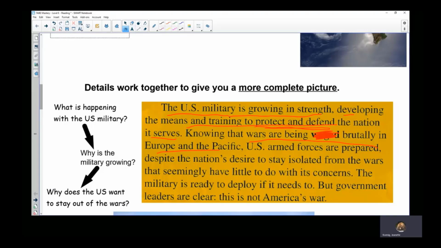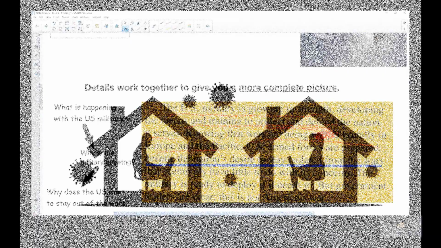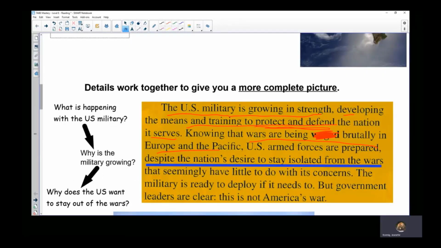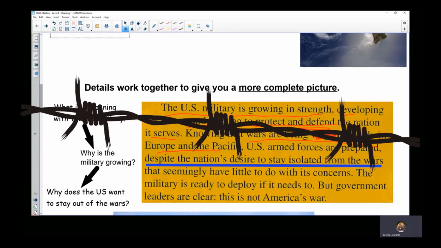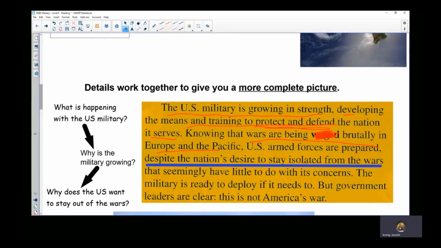So here we go to this point you notice. Despite the nation's desire to stay isolated from the wars. First question, I would not expect you to know isolate. Well, I know that because my cousin was in isolation at the hospital for a while. Okay, what did that mean when he was in isolation? Did everybody come and visit him and bring him treats? No, nobody could visit him. Okay, so isolated, you're being kept apart. So you want to be isolated from the wars. What's that mean? You want nothing to do with them, right? Okay, so we're being prepared despite our desire to stay away from the wars.